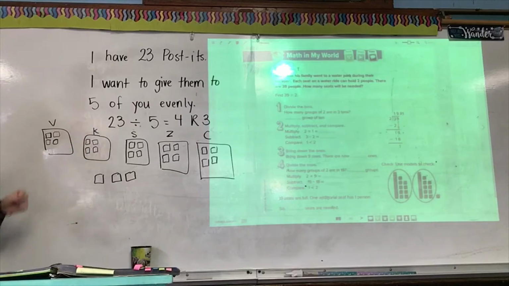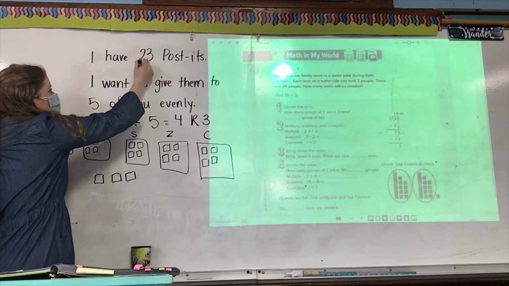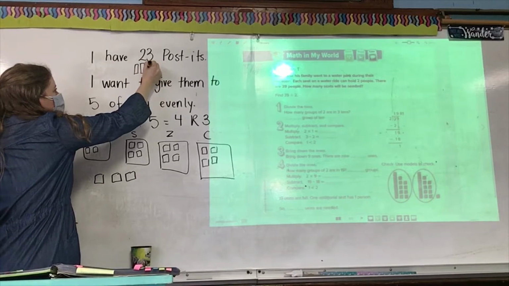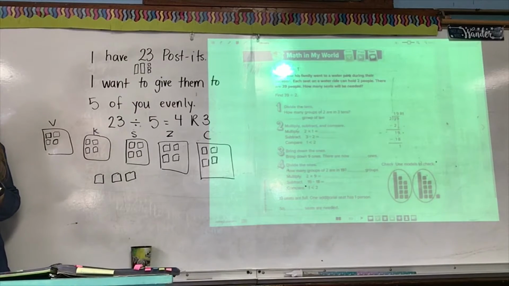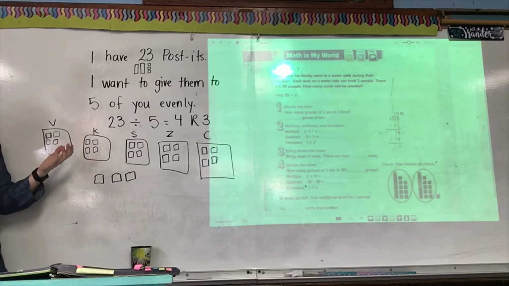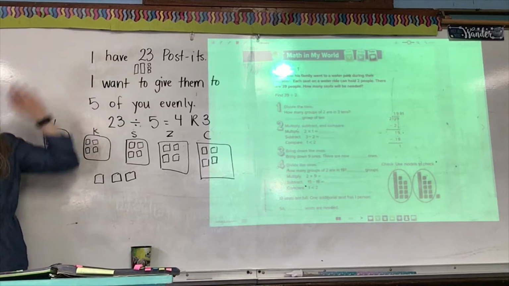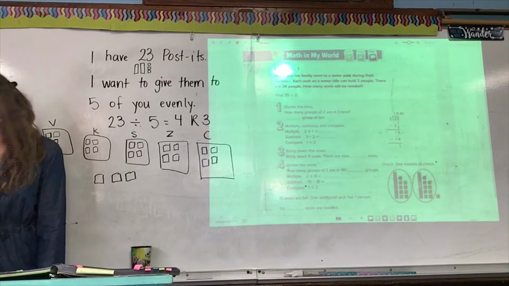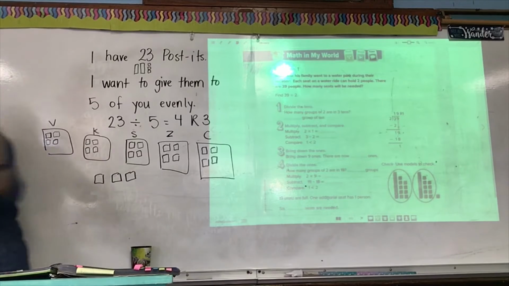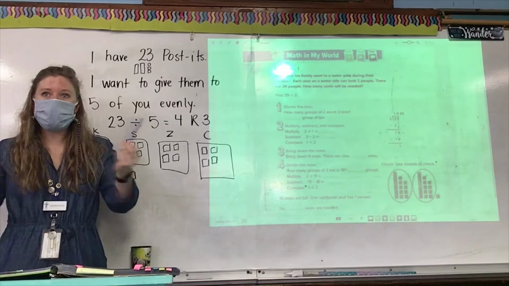Can I always use my 10 rods when I'm modeling? Like, this would look like 2 10 rods and 3 1s cubes. But was I able to use my 10 rods as 10 rods? What did I have to do to them in order to split them evenly? Can I split 2 10 rods between 5 kids? If I have 2 10 rods, can I give each of the 5 kids a 10 rod? No, I don't have enough.